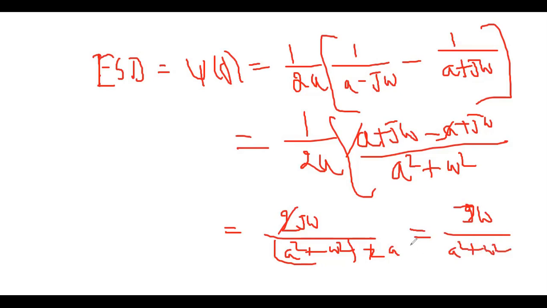Got it, my dear students? This is one example to find the energy spectral density and the autocorrelation function. So a very important example is there, my dear students. That is the second, the final expression.